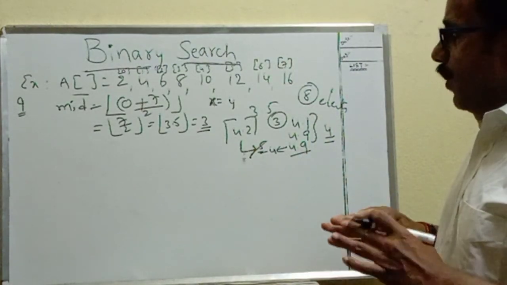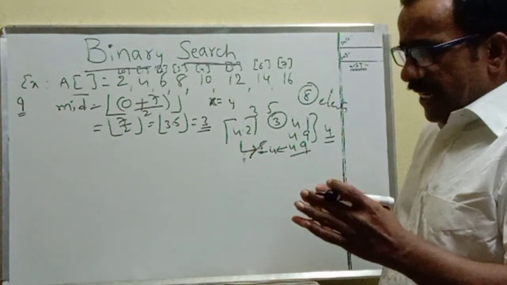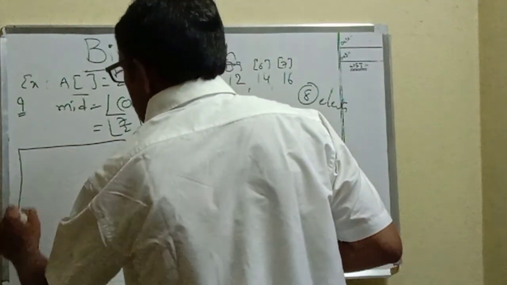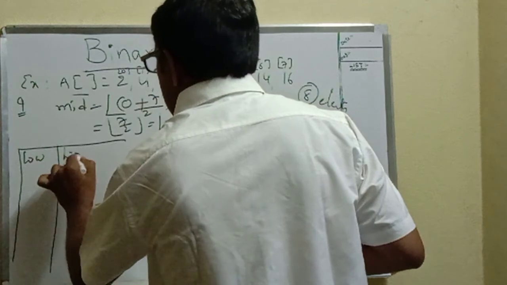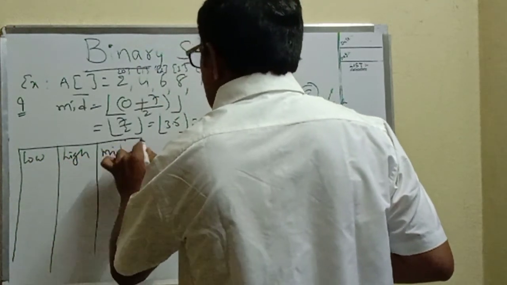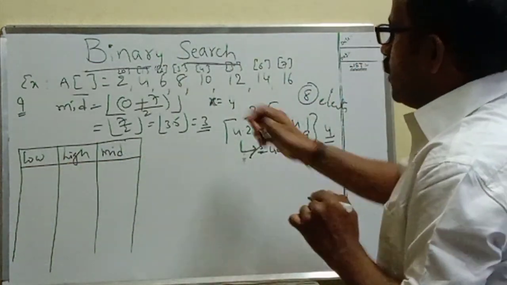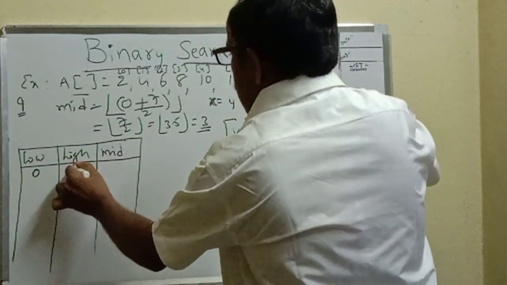Every time we are going to calculate a mid, and based on that mid location number, we are applying 3 possibilities. I will show you by drawing one simple table. Take low as one column, high as one column, and mid as another column, because every time we are going to compare the given element at the mid location number. So what is low of this problem? 0 is low. What is high? 7 is high.